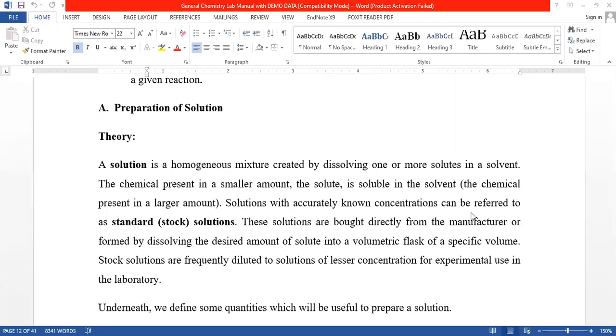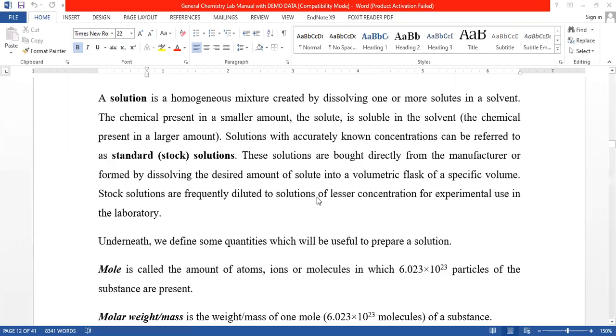A solution with accurately known concentration can be referred to as a standard or stock solution, as I told earlier. These solutions are bought directly from the manufacturer, or formed by dissolving the desired amount of solute into a volumetric flask of specific volume. Stock solutions are frequently diluted to lower concentrations for experimental use in the laboratory.